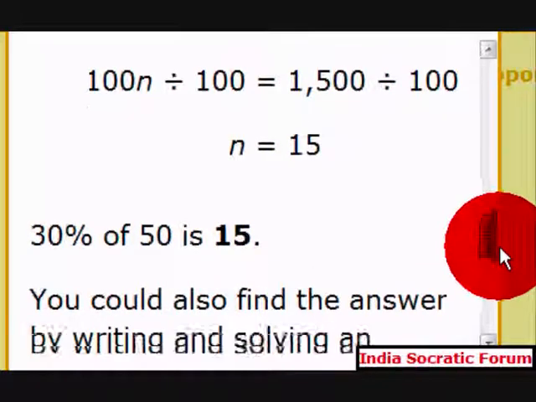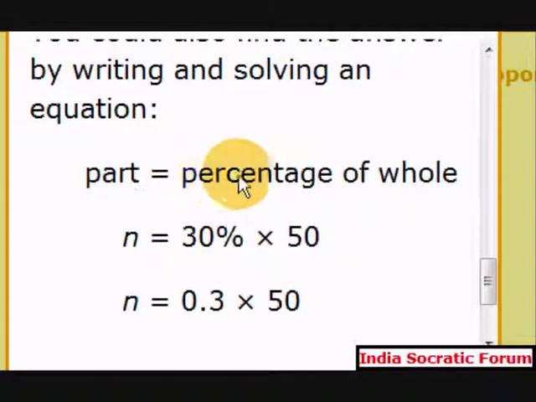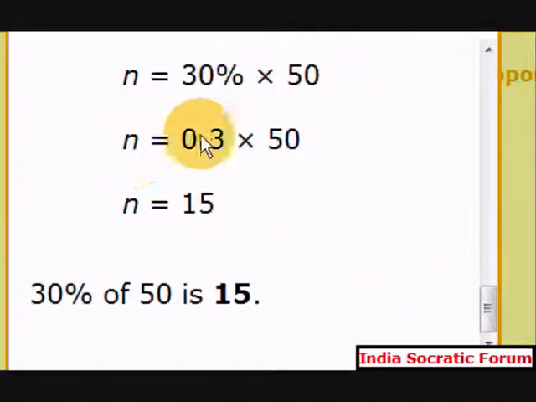The other method, part equals percentage of whole. Percentage is 30%, whole is 50. 0.3 multiplied by 50, since 30 divided by 100 is 0.3. 30% of 50 is 15.